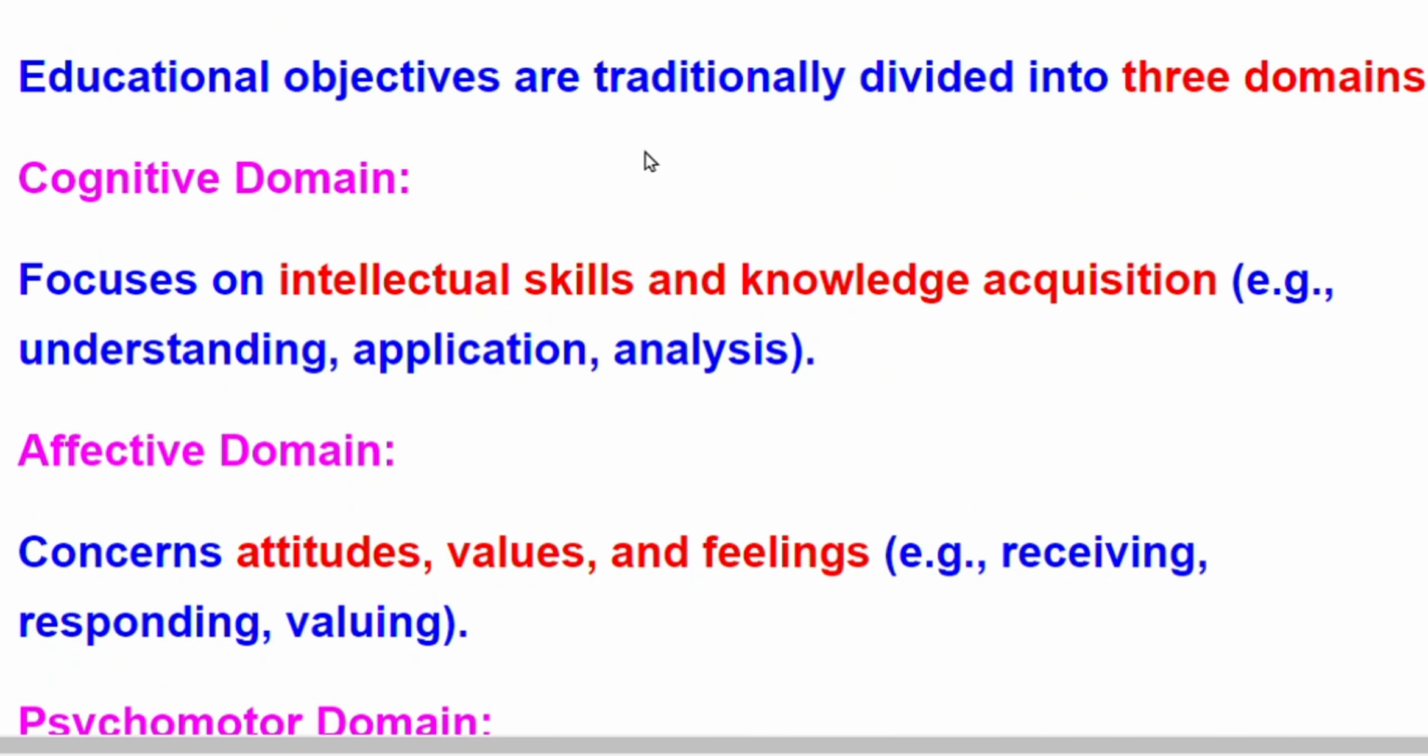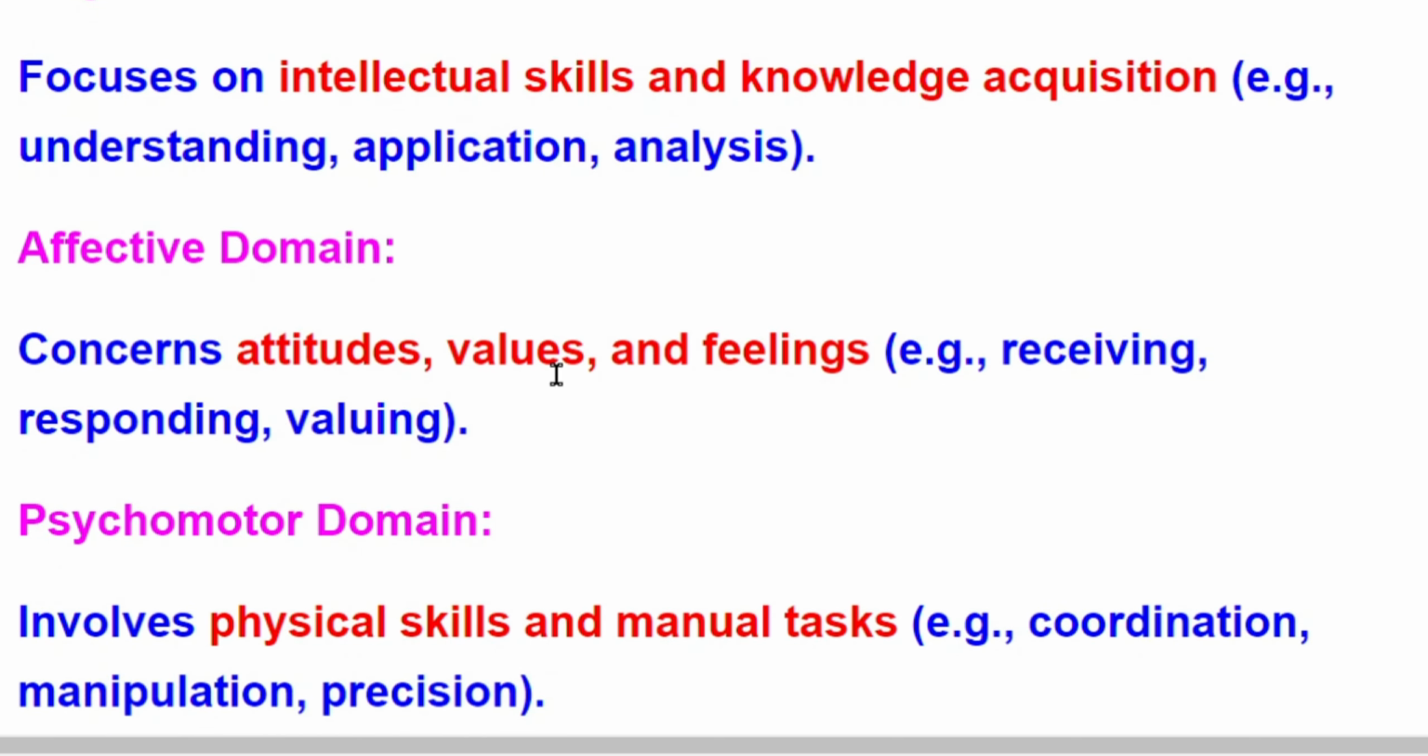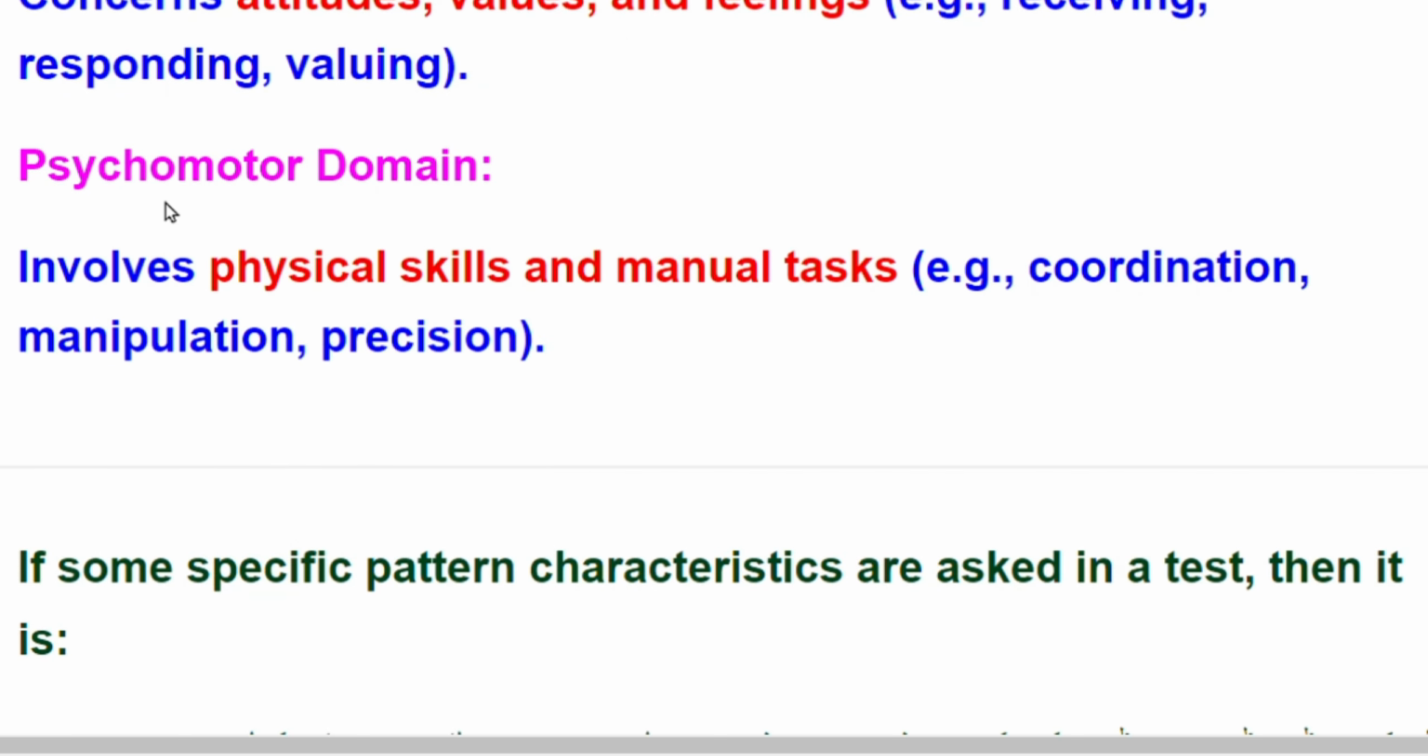Educational objectives are traditionally divided into three domains. The cognitive domain focuses on intellectual skills and knowledge acquisition, for example, understanding, application, analysis. The affective domain concerns attitudes, values, and feelings, for example, receiving, responding, valuing. The psychomotor domain involves physical skills and manual tasks, for example, coordination, manipulation, precision.